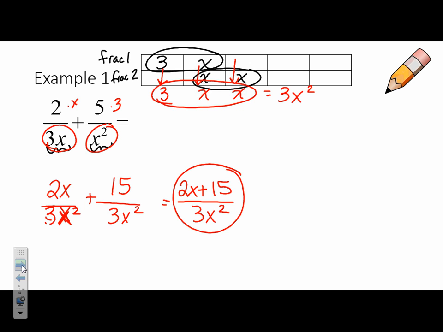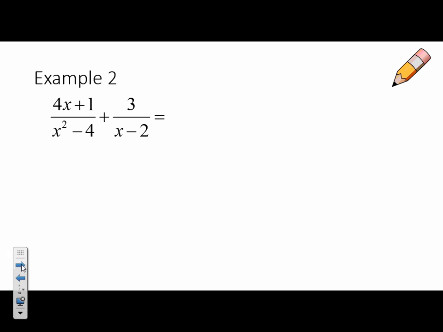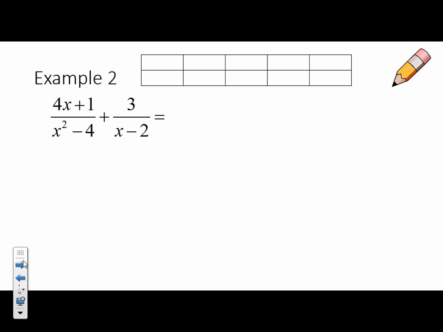Okay, let's take a look at another example. You'll get the hang of this. So we have these two fractions: 4x plus 1 over x squared minus 4, plus 3 over x minus 2. I know that I have to decide how I'm going to make a common denominator, and common denominators are made by looking at the factors in the denominator.